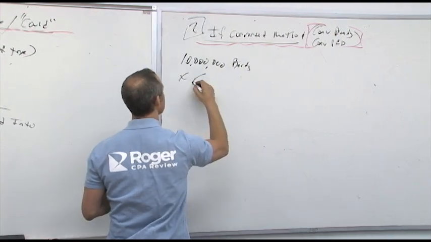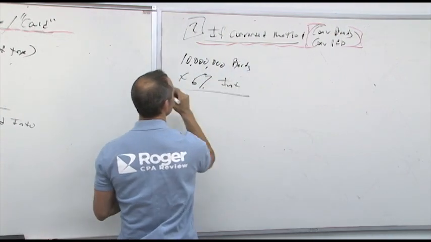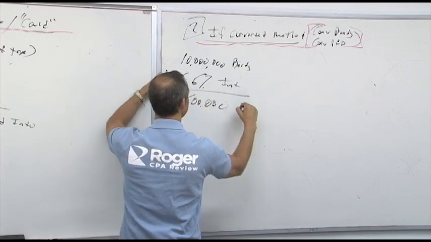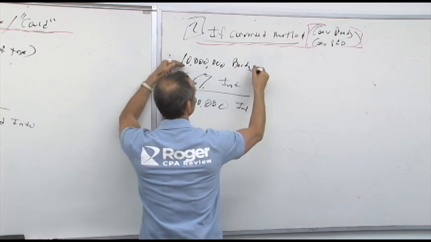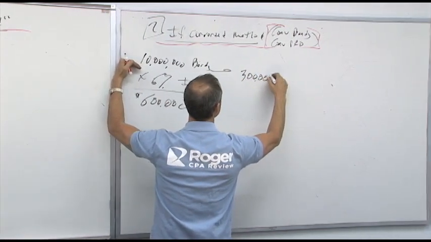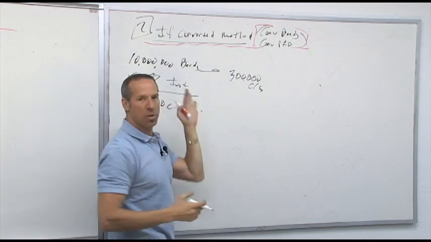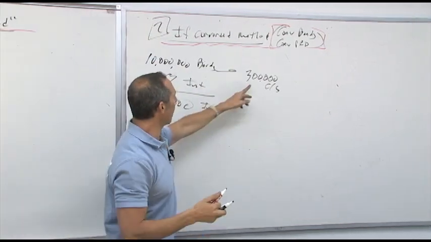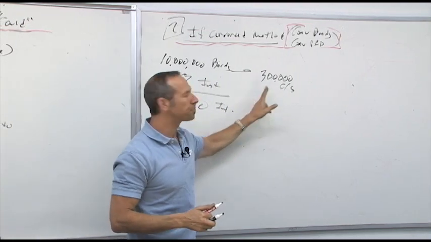And let's say they're paying 6% interest. So if you converted, it would save me $600,000 of interest. Now let's say the 10 million of bonds are converted into 300,000 shares of common stock. So there's $10 million worth of bonds. If you convert, what's going to happen? If you convert, I'm going to give you 300,000 shares of common stock.